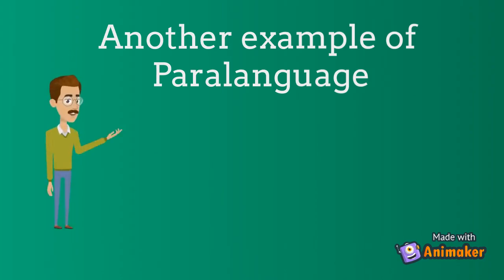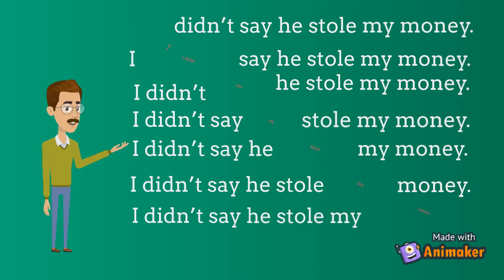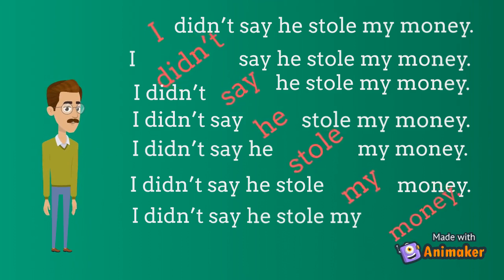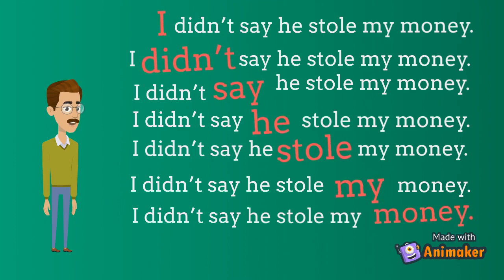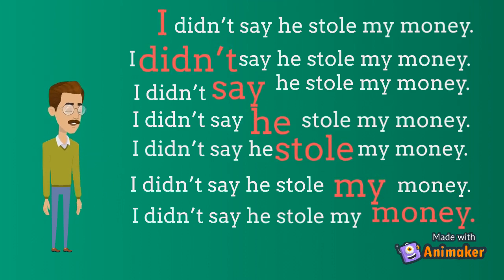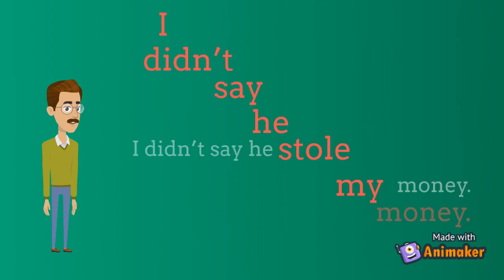Let's look at another example of paralanguage. I didn't say he stole my money. I didn't say he stole my money. I didn't say he stole my money. Each time, the stress falls on a different word, changing the meaning.